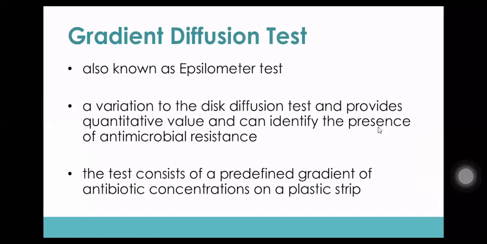Next, let's go to the gradient diffusion test. The gradient diffusion test, known as the epsilometer test or E-test, is a variation of the diffusion test that provides a quantitative value and can identify the presence of antimicrobial resistance. The test consists of a predefined gradient of antibiotic concentrations on a plastic strip.